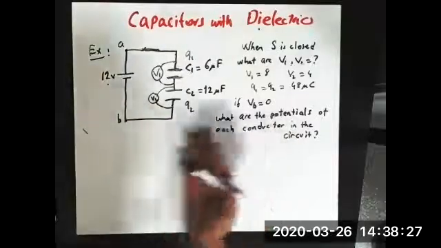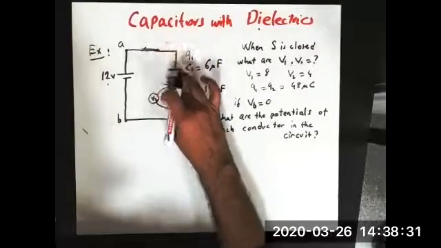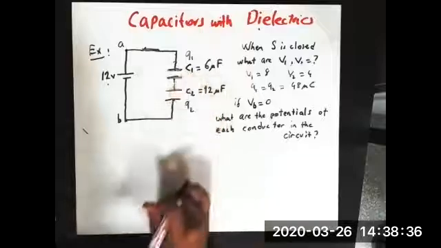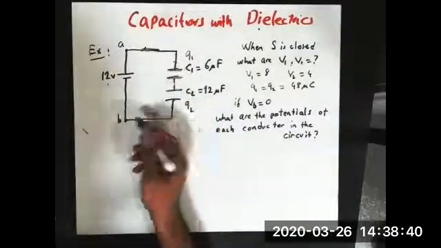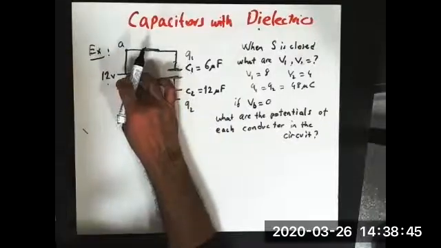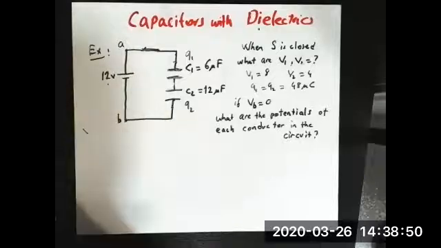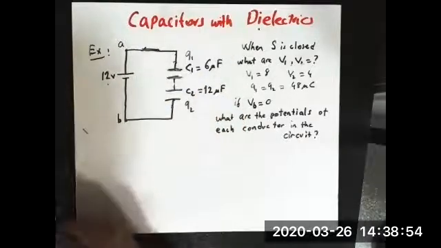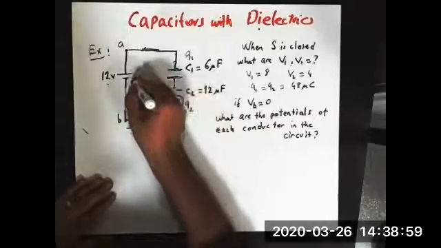So what are the conductors in this circuit? Let me erase these. Okay. So the conductors in this circuit are, I'm seeing 1, 2, 3 conductors. I'm seeing 3 conductors in this circuit. The first conductor is this one.